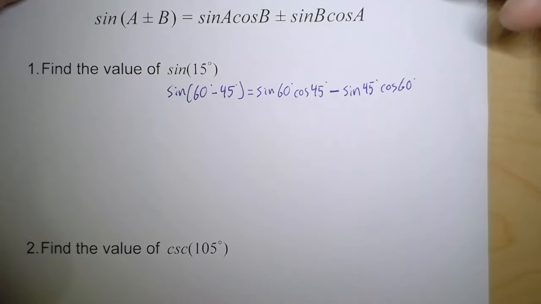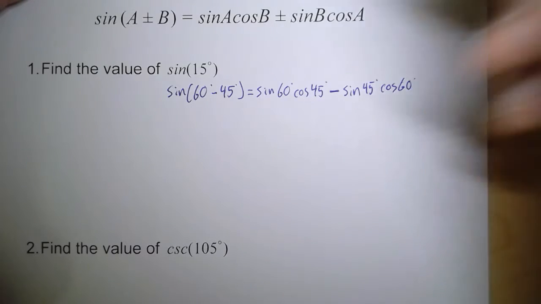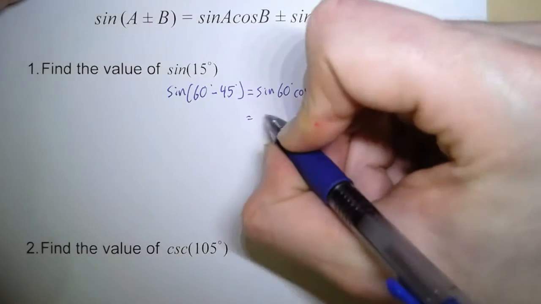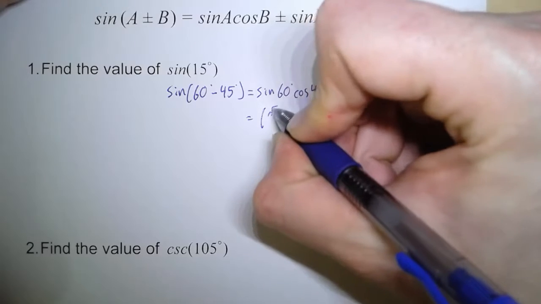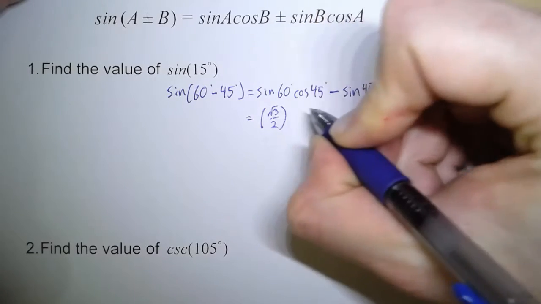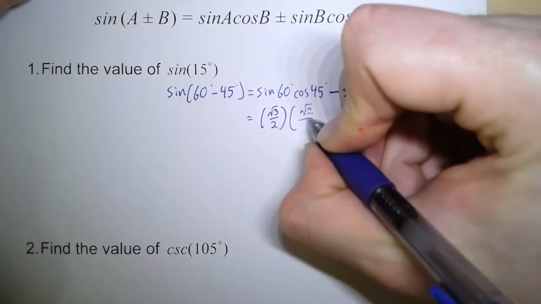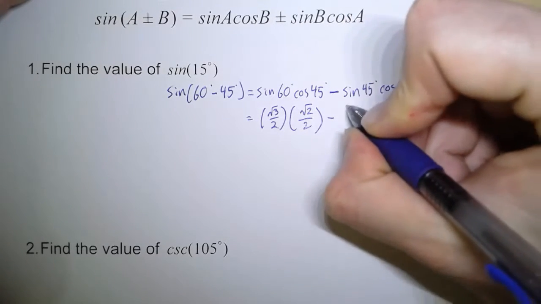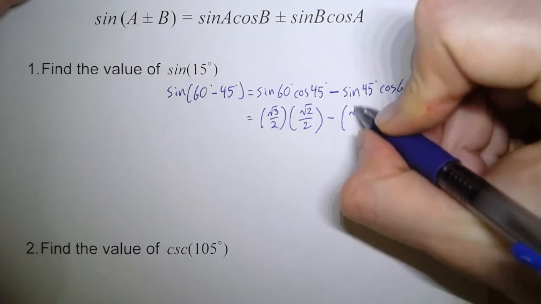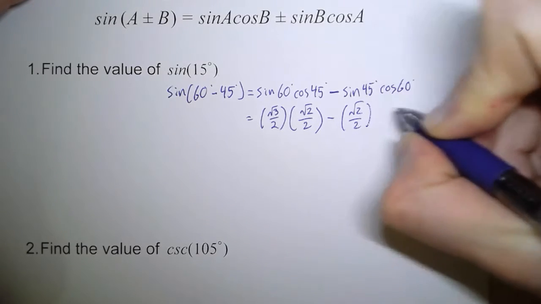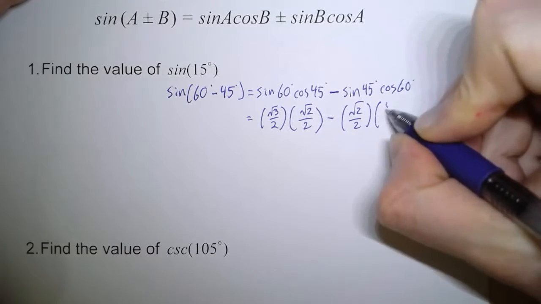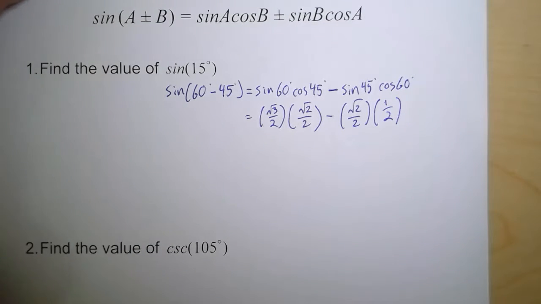Now all four of these we can find from the unit circle, and I've put a link in the description below if you need to refer to the unit circle. So sine of 60 is square root of 3 over 2. Cosine of 45 degrees is square root of 2 over 2. Sine of 45 degrees is square root of 2 over 2. Cosine of 60 degrees is 1/2.